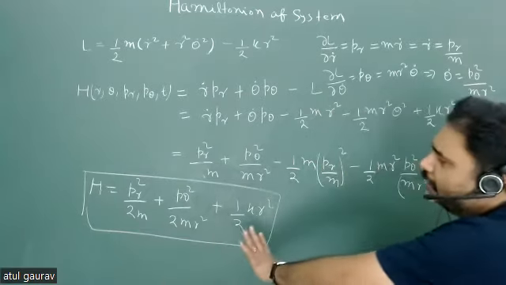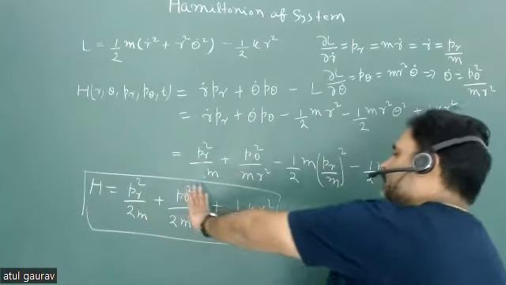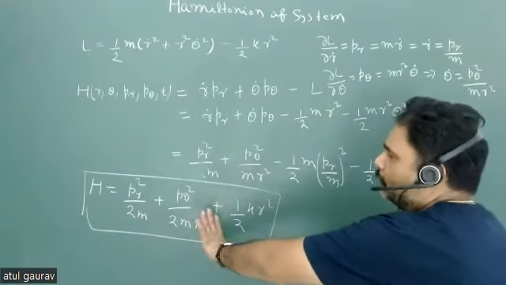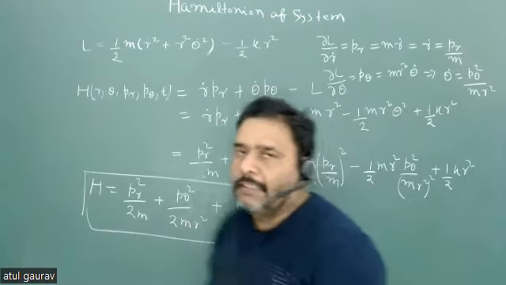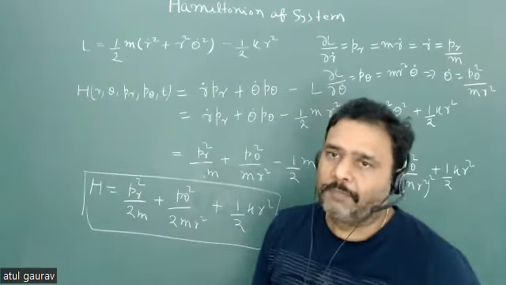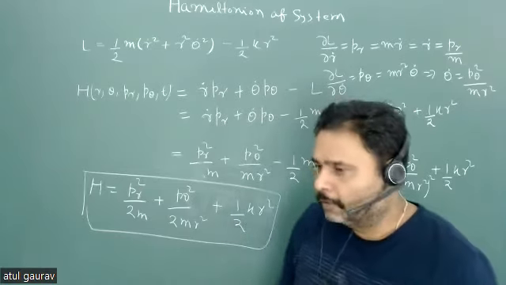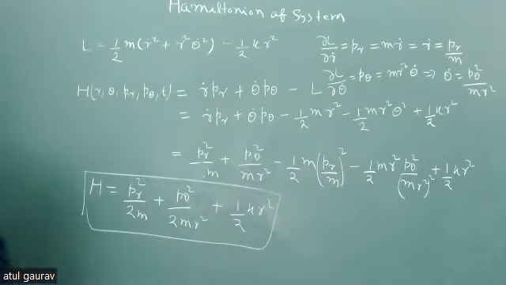Now you can see that we have to write the equations of motion for the Hamiltonian. We have to write them for r, theta, pr, as well as p theta, and for time. So let's go for the r part. Up to here, is everyone comfortable?